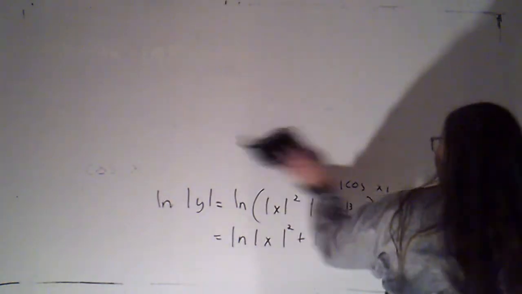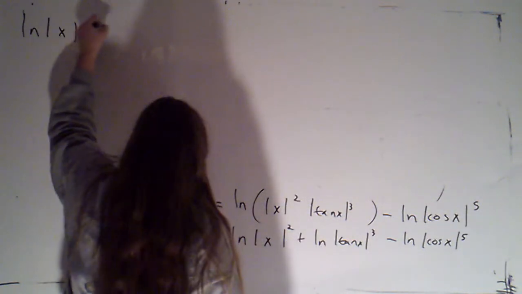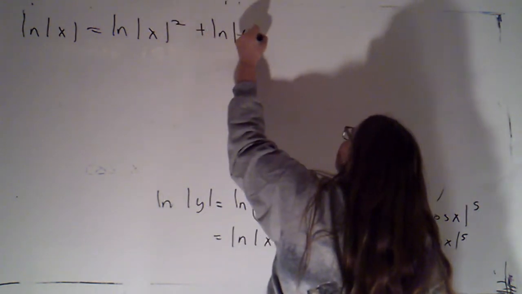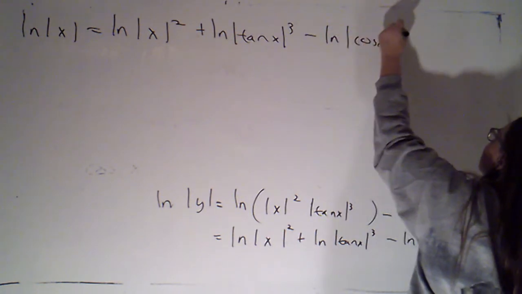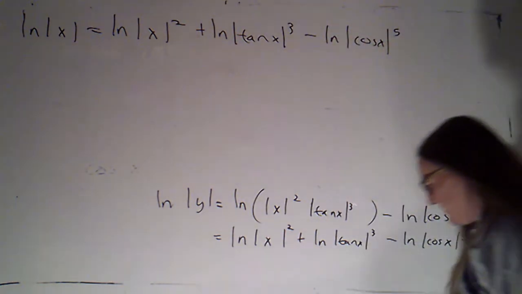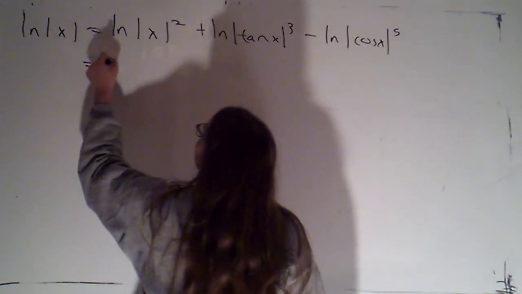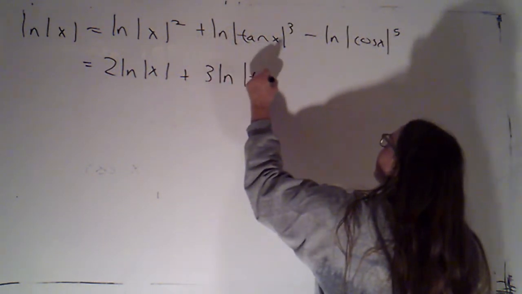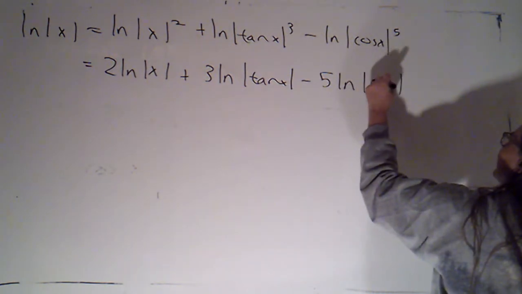Now, we're ready to take the derivative. Let me just copy this at the top of the board. Natural log absolute value of y, natural log absolute value of x squared plus natural log absolute value of tan x cubed minus natural log absolute value of cosine x to the 5th. Oh, and I'm actually not quite ready to take the derivative. I've got one more rule of logs that I can apply. I can apply my power rule. Okay. So I can say this is 2 natural log absolute value of x plus 3 natural log of absolute value of tan x minus 5 natural log absolute value of cosine x.